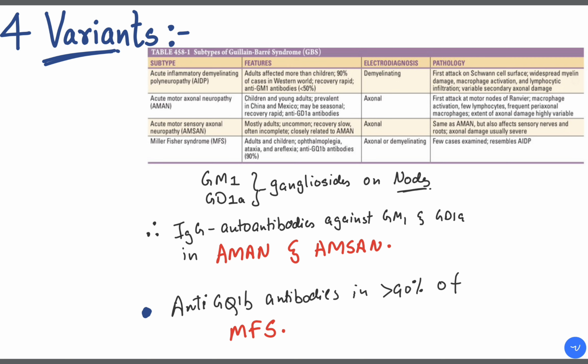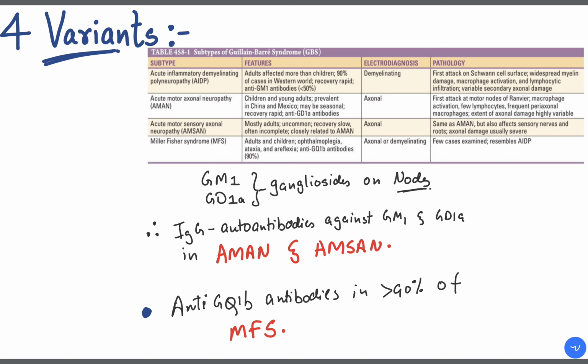The other variants are AMAN and AMSAN. AMAN is acute motor axonal neuropathy. As you can see here, now the axons are getting damaged, and of that also particularly the motor nerve fibers. Here, the antibody by the name of anti-GD1a antibody is specific to AMAN. So here the pathogenesis revolves around the axonal damage. First attack is at the motor nodes of Ranvier. Macrophages are activated, lymphocytes get infiltrated, and ultimately our scavenger macrophages will lead to further damage to the axons.